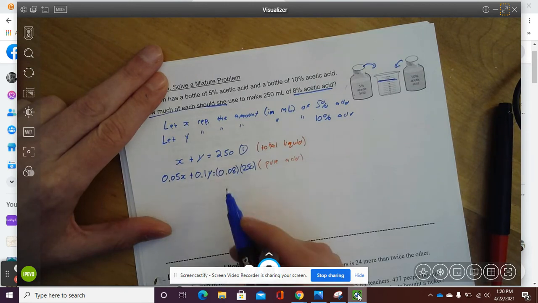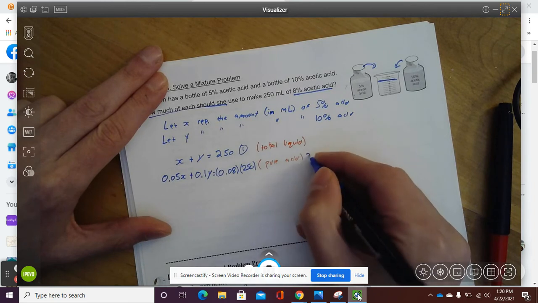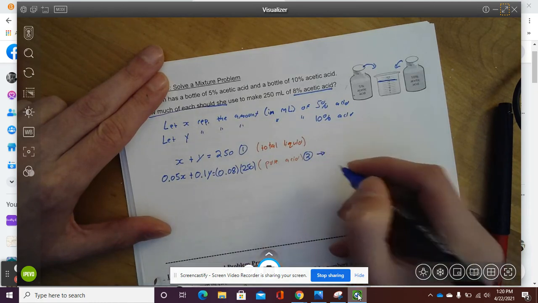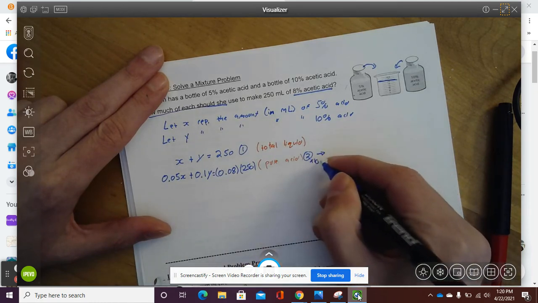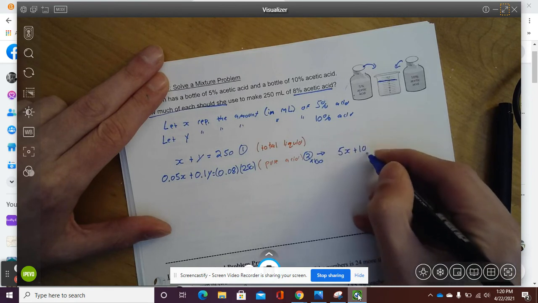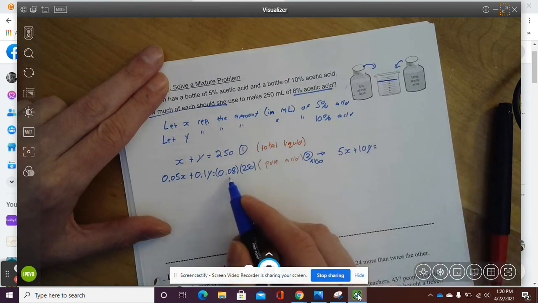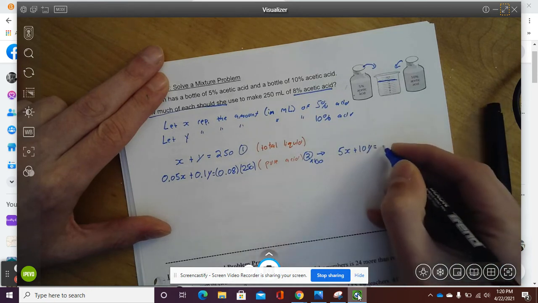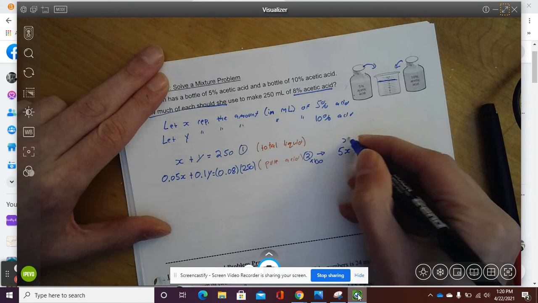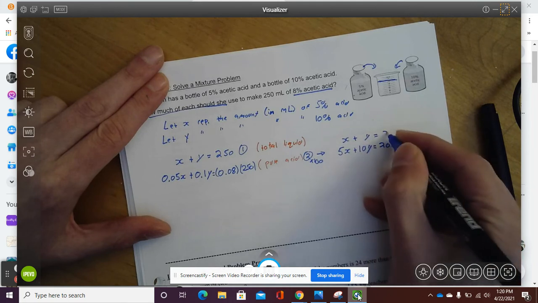Okay. So again, I've got two equations with two unknowns. So I've got a system that I want to solve, label that equation 2. And again, if you want to get rid of decimals, you could right away multiply equation 2 by 100. So I'm going to multiply equation 2 by 100. So now I've got 5x plus 10y equals 8 times 250. I know that 8 times 250 is 2,000. So now I've got two equations with integers, which we prefer.